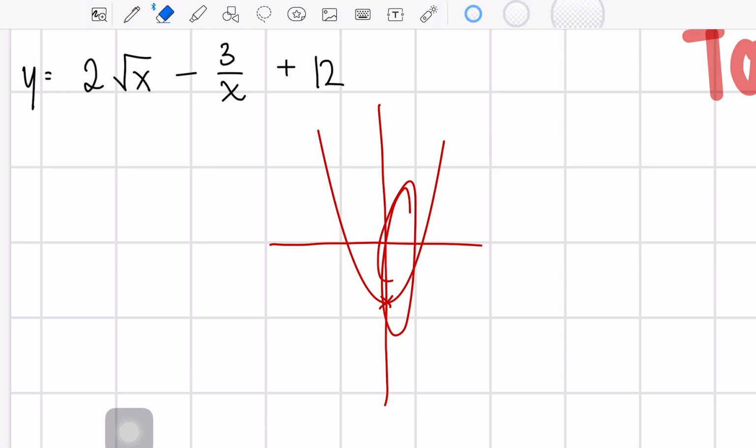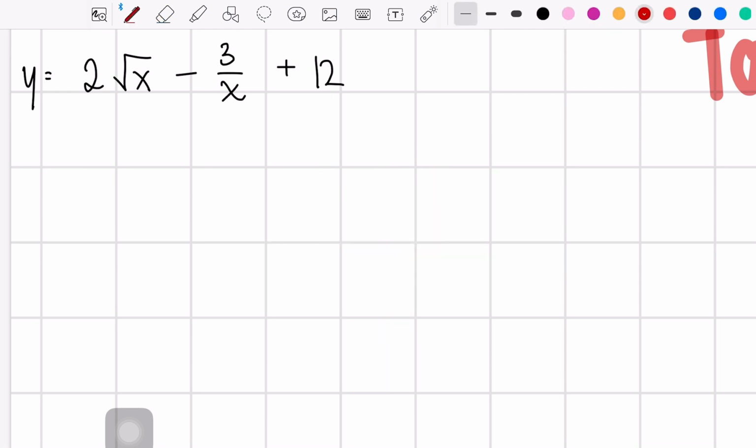Now, to find this derivative, we use the power rule. The power rule states that if we have something, say a to the power of n, the derivative of a to the power of n is n times a to the power of n minus 1. So we're going to use this rule in the first example, so just keep it in mind.